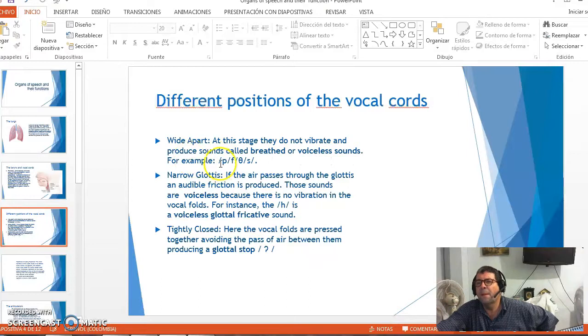For example, narrow glottis. If the air passes through the glottis, an audible friction is produced. Those sounds are voiceless because there is no vibration in the vocal folds. For instance, the H is a voiceless glottal fricative sound. Tightly closed. Here the vocal folds are pressed together, blocking the path of air between them, producing a glottal stop.